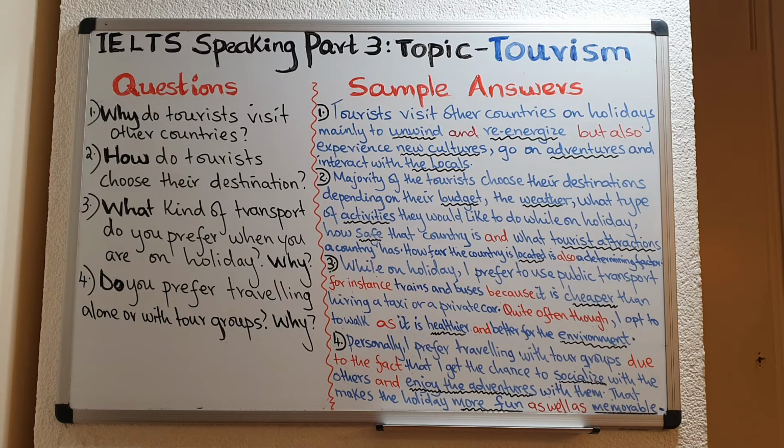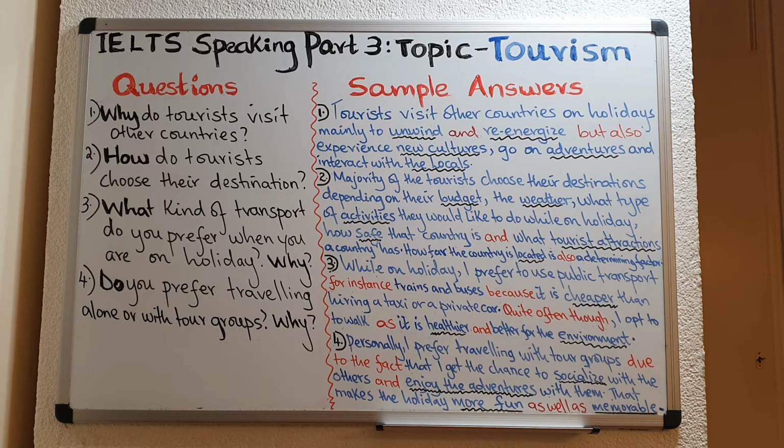So in the first part of the answer, I pointed out that while I'm on holiday, I prefer to use public transport, for example, trains and buses. And the reason for that is because it is cheaper. But quite often, I opt to walk. And the reason for that is because it is healthier and better for the environment.